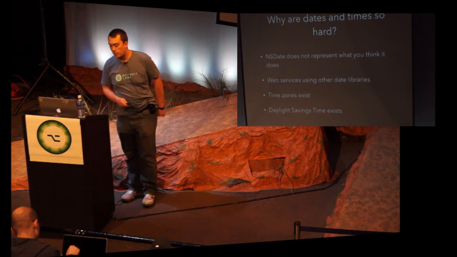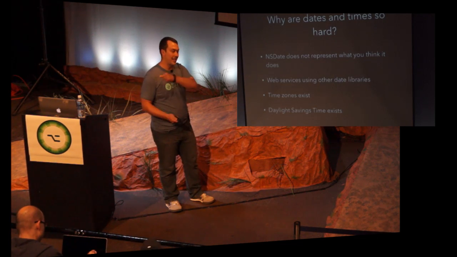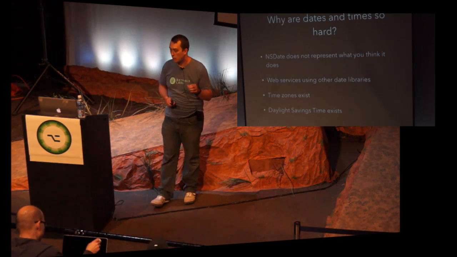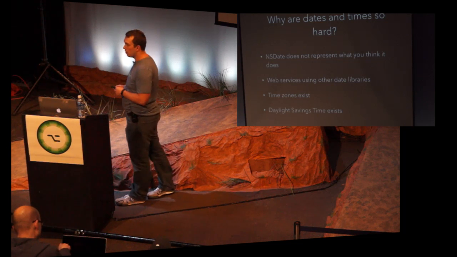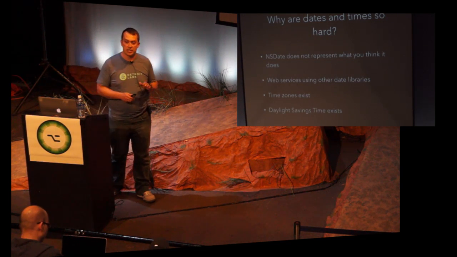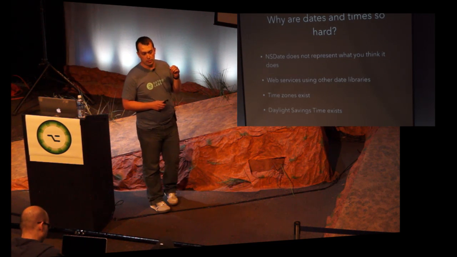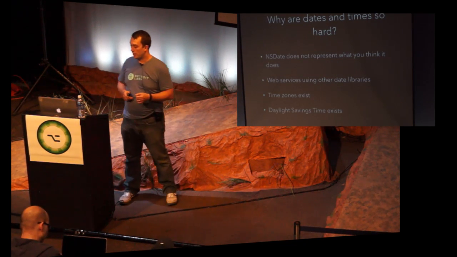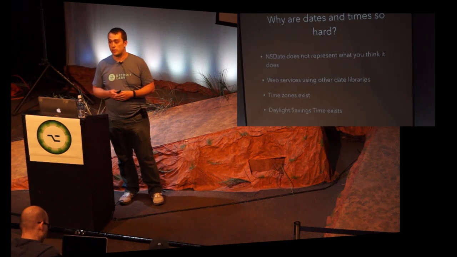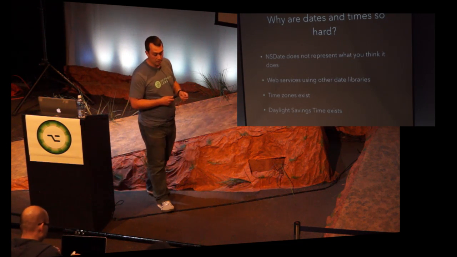So you start using the NSDate class, and you say, dates, I know what a date is. And it turns out it's not quite what you think. And then you finally get Cocoa working, and you're like, cool. And then you talk to web services that are using other date libraries that give you these weird formats. People give you weird time zone issues. And then time zones exist, so that's always fun. And then daylight savings time is another wrinkle that makes all this stuff tough.